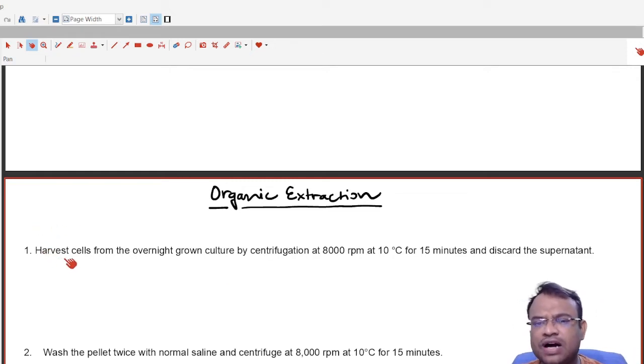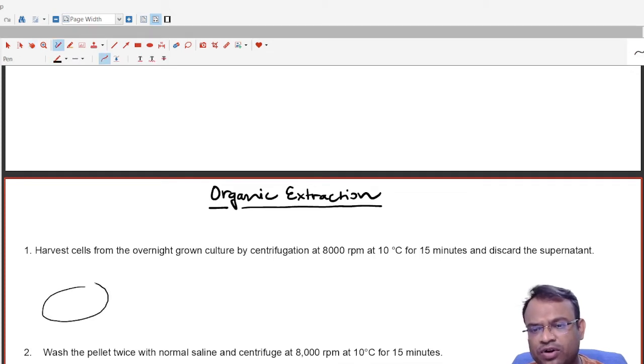First thing is, harvest cells from the overnight grown culture by centrifugation at 8000 rpm at 10 degrees centigrade for 15 minutes and discard the supernatant. Here I am showing you the organic extraction method with the help of bacterial cells. Suppose this is the petri plate on which your bacteria are growing.